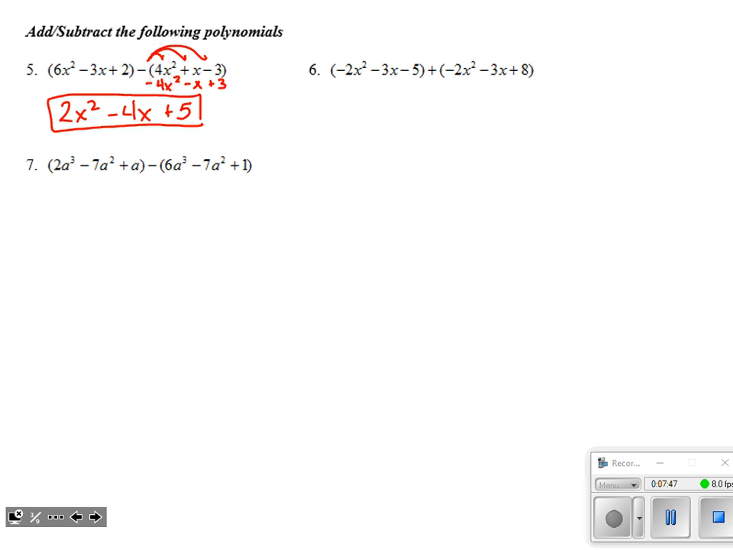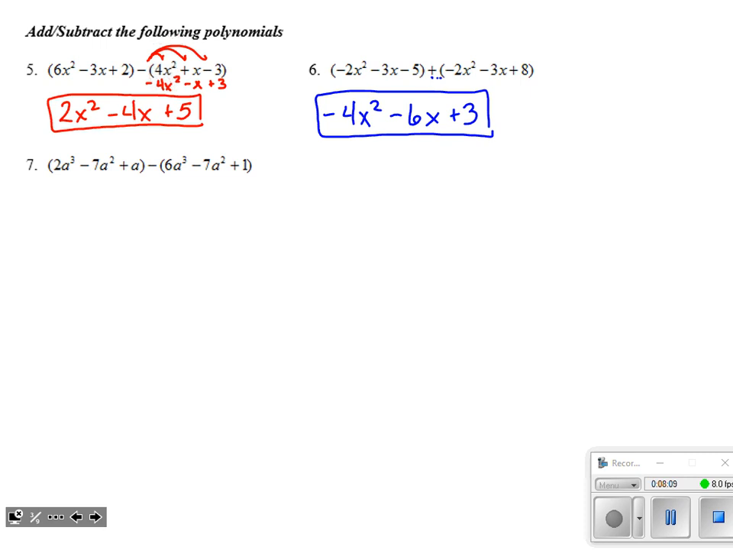For number 6, you can see I'm just adding these up, so there's no need to distribute a negative. I'm just combining like terms. Negative 2x squared and another negative 2x squared, that's negative 4x squared. Negative 3x and another negative 3x, that's negative 6x total. Negative 5 and positive 8 plus 3 when I combine those like terms. We are done.